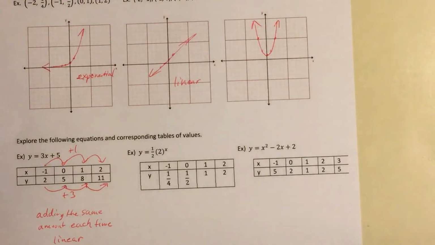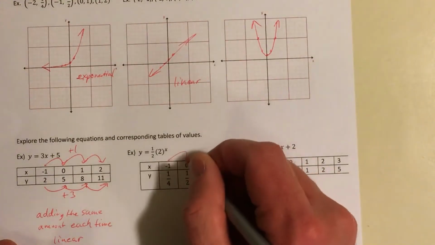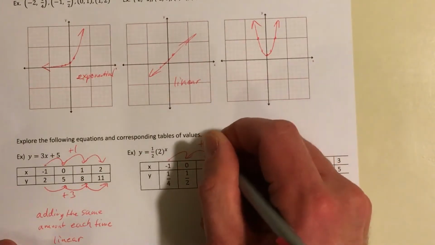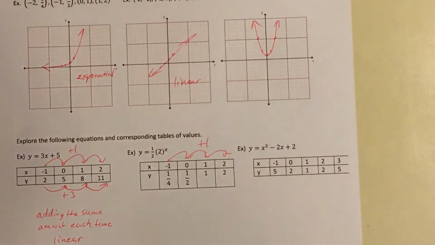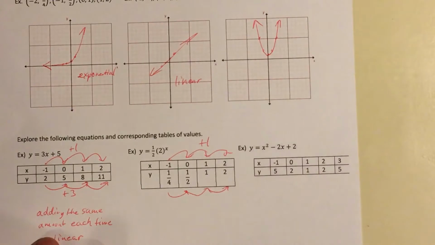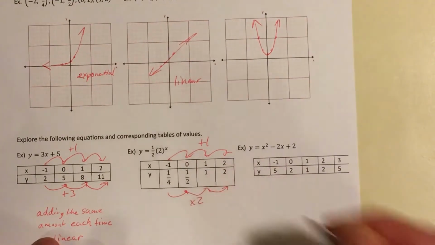Take a look at 1/2 times 2 to the x power. That's an exponential. And notice the pattern. You're still going by 1 across the top here in this example. It is important to notice that. And what's the pattern going across? Each time it's repeated what? It's repeated multiplication, and in this case by 2.